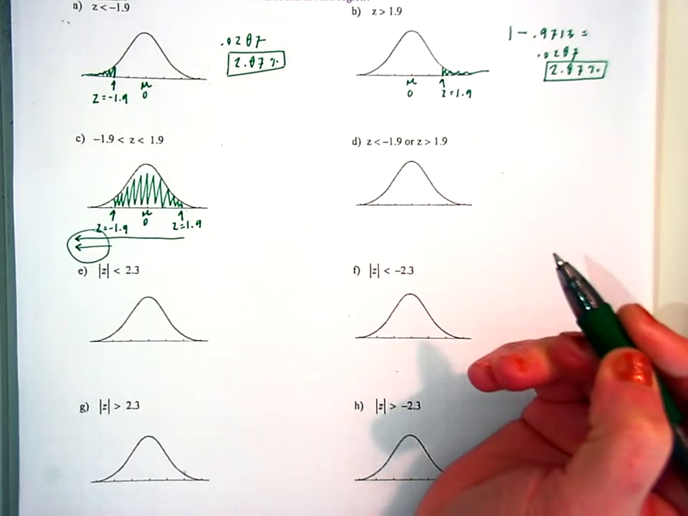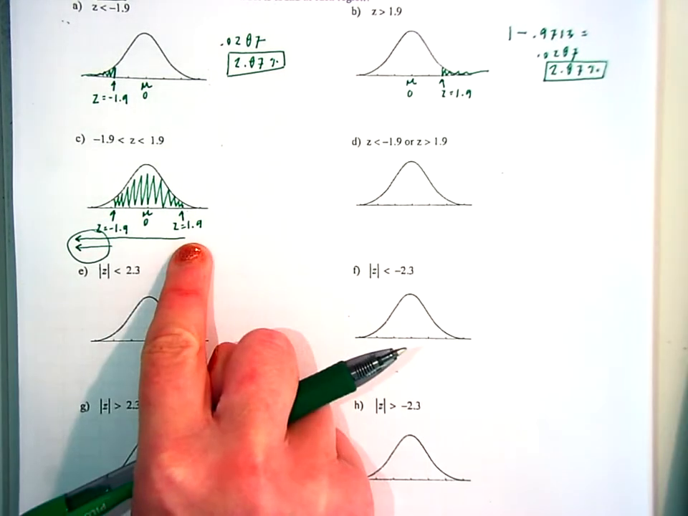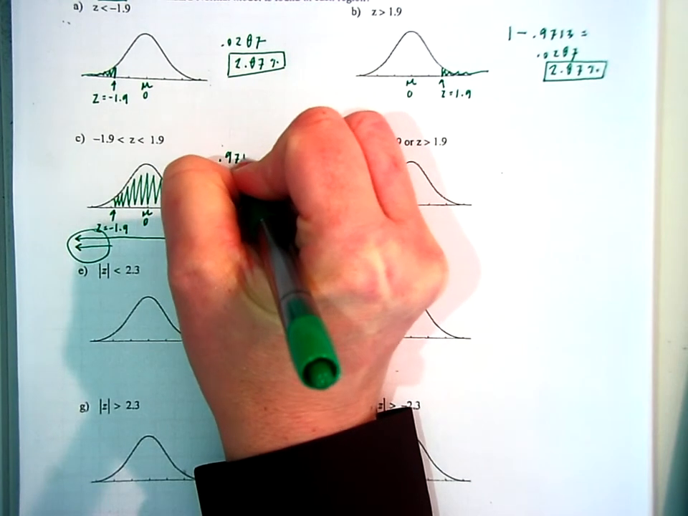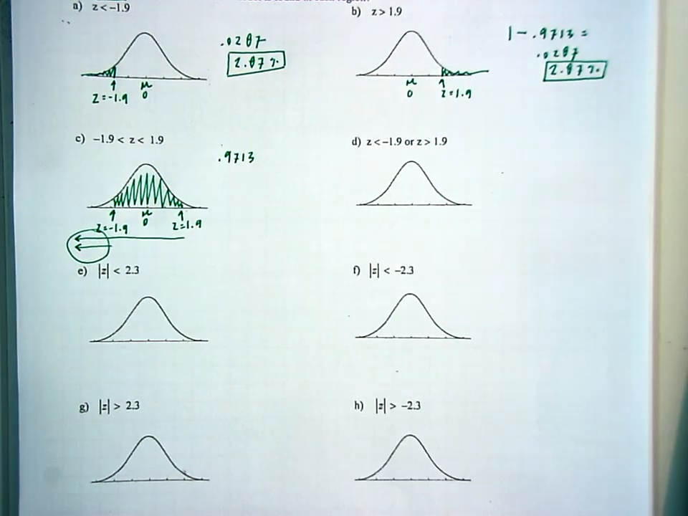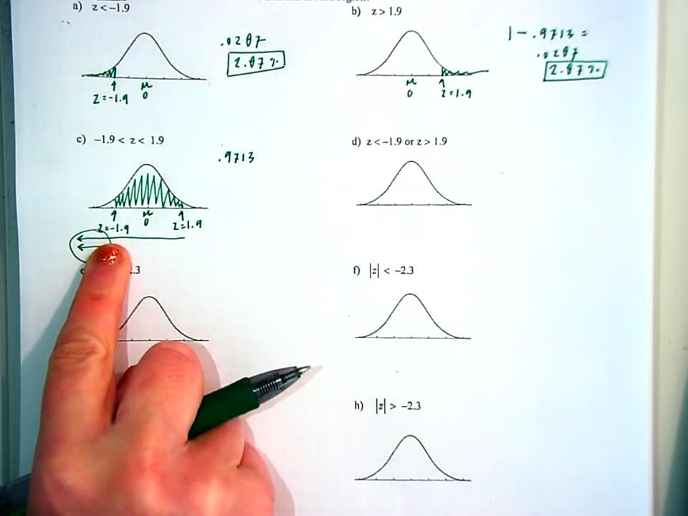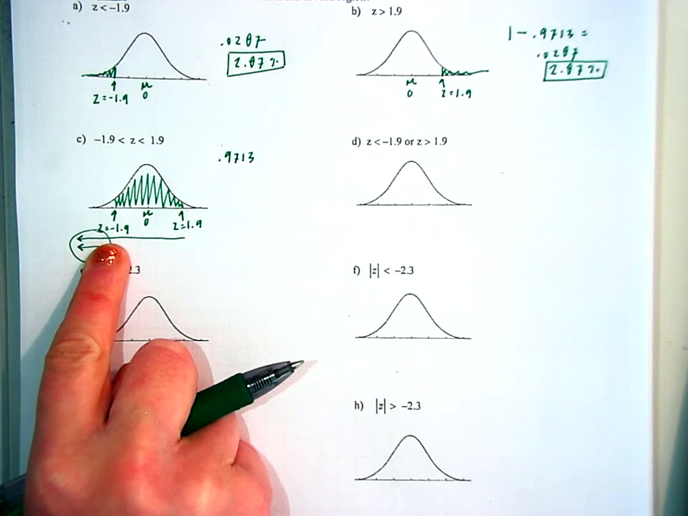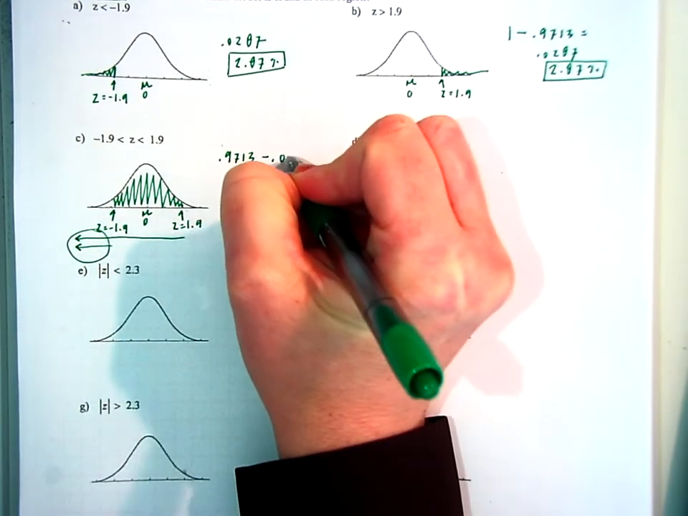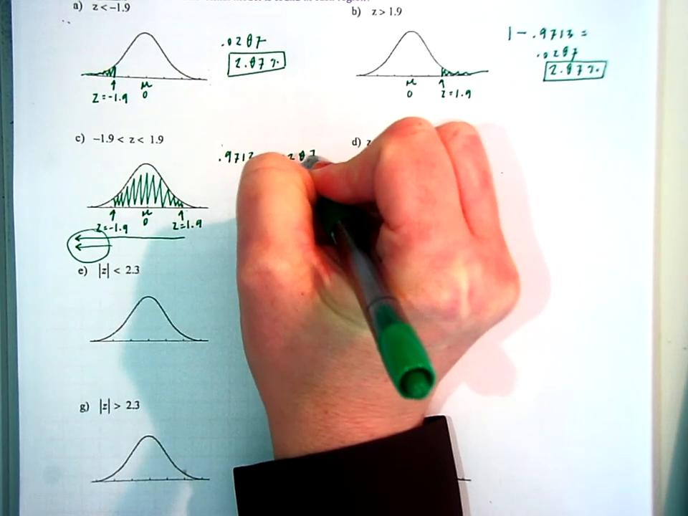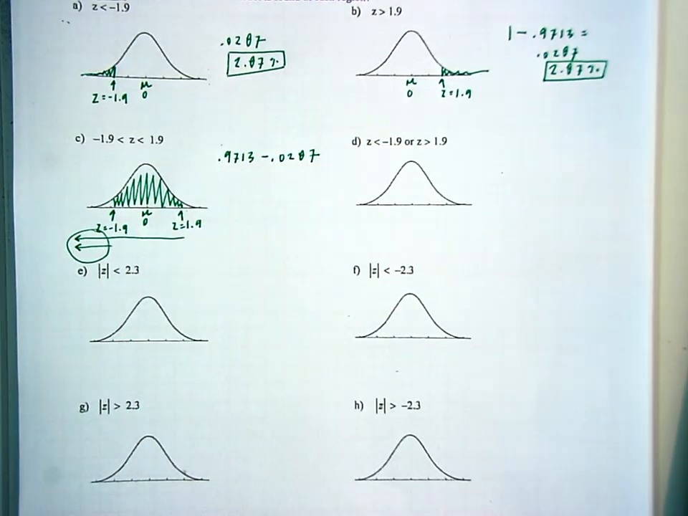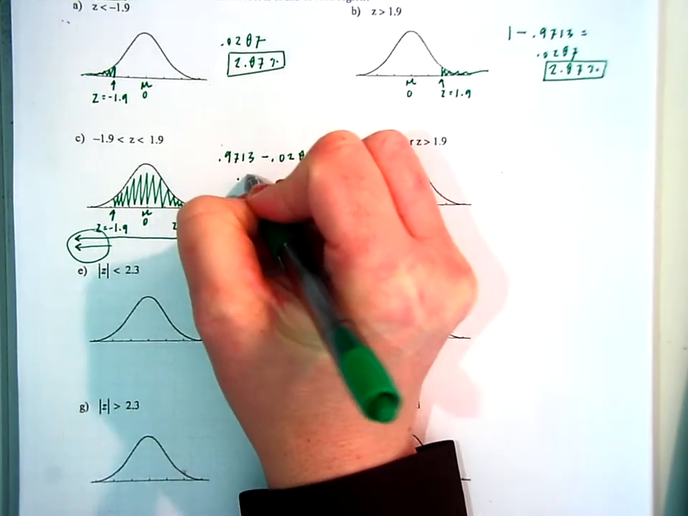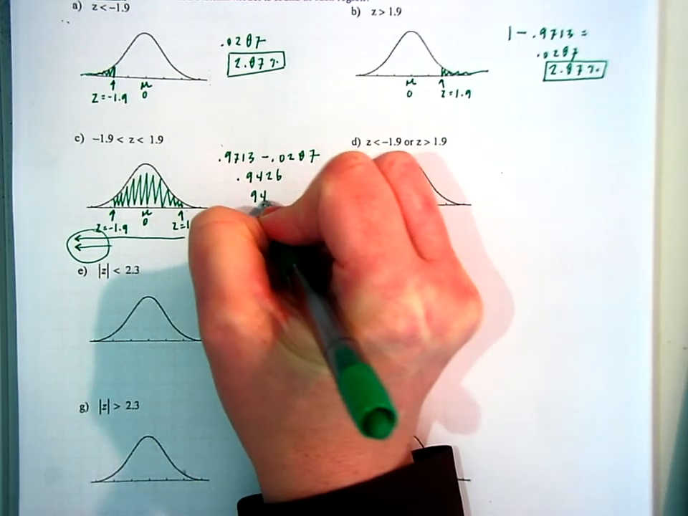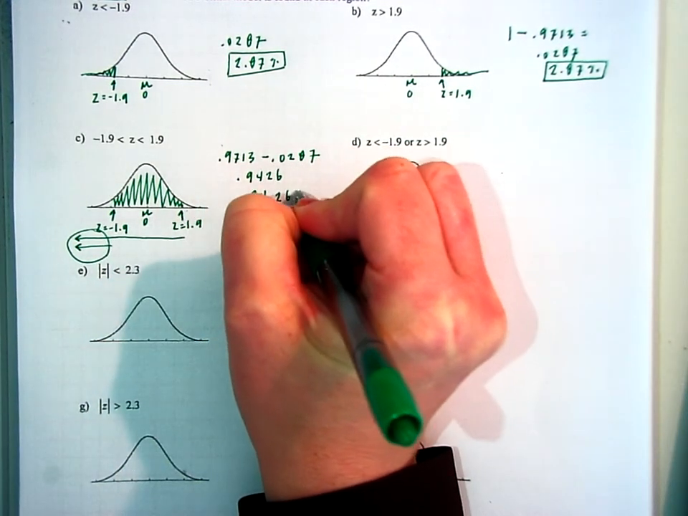So if I look up that z-score of 1.9, I actually already got it. That was the 0.9713 that we saw in part B. And then the proportion below the negative 1.9, we already saw that too in part A. So I'm taking away the 0.0287 from the 0.9713. And I'm left with 0.9426 or 94.26%.